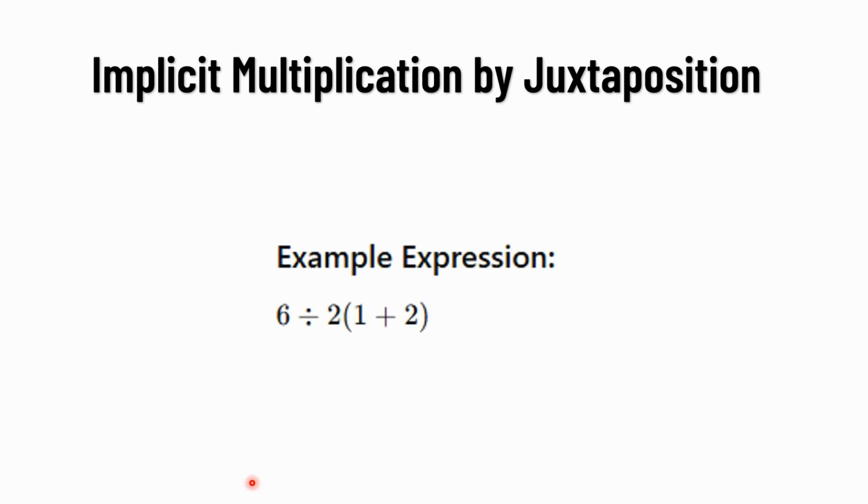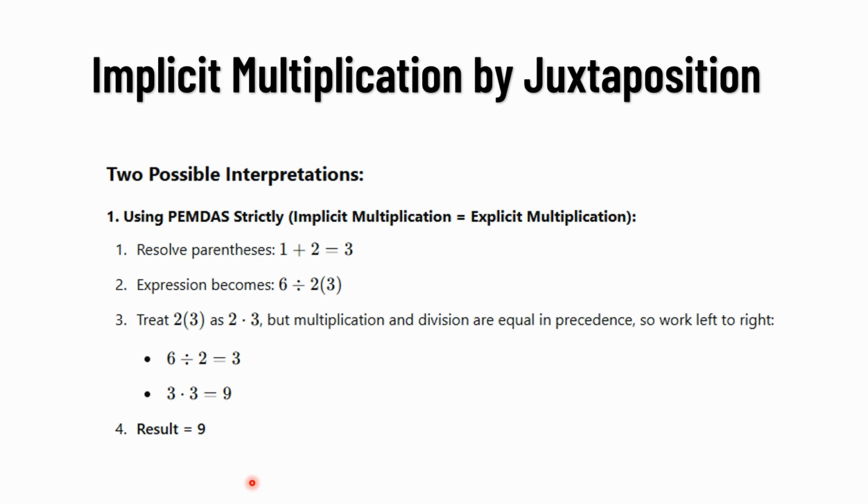Now, here's another viral problem: 6 divided by 2 times the quantity 1 plus 2. All right, so there's a couple possible interpretations. Now, the way PEMDAS and BODMAS are taught, the modern interpretation of these is that implicit multiplication equals explicit multiplication. There is no difference. Multiplication is just multiplication. And to tell you the truth, that's really the way I know in North America, the educational systems, that's what they're drilling into everybody's mind today.